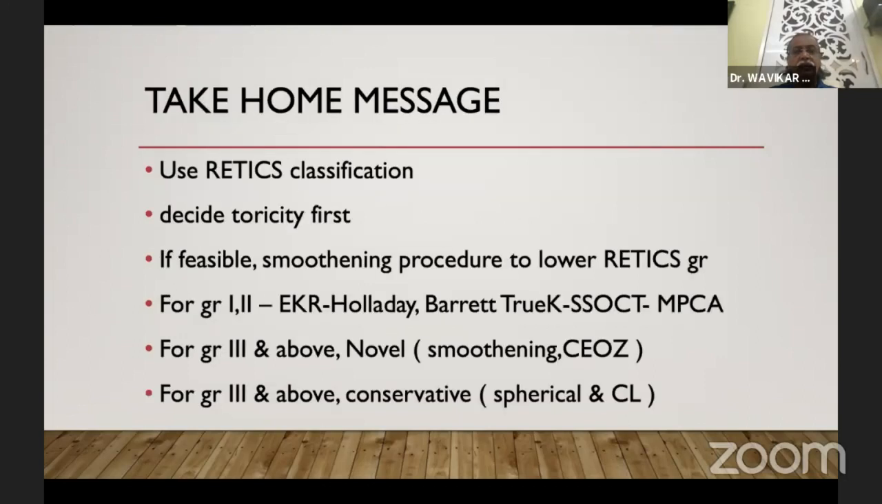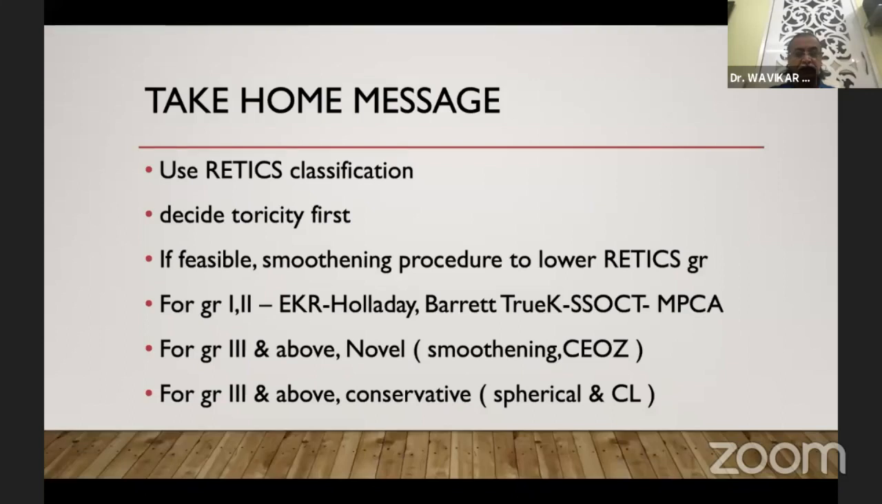So what is the take-home message? Number one, let us start using the Retics classification, which gives visual quality and functionality to the keratoconus classification. Number two, decide the toricity first, depending upon the central 3 millimeters of the topo. Then number three, if feasible, do some smoothing or regularization procedure to lower the Retics grade. Then for grade 1 and 2, there are two approaches, EKR with Holladay and Barrett-Rukh with SS-OCT with MPCA.